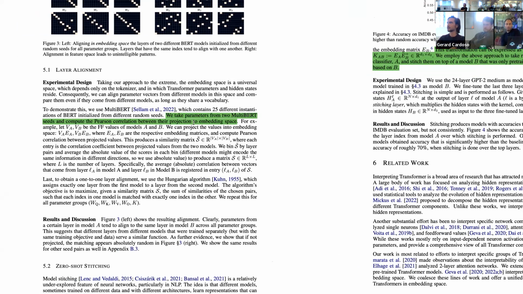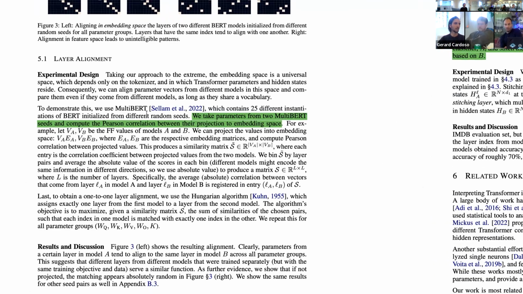The second thing they look at is, what happens if we have two models and those models share the same vocabulary and tokenizer? What can we say about those two models, and can we align the parameter vectors and compare the models? Different architectures? No, same architectures, I think, because they compare the same layers, same parameters in both models. Same data, yes, with different random seeds. Ah, so the random seeds are okay. Yeah, they look at multi-BERT, but initialized from different random seeds. Okay.